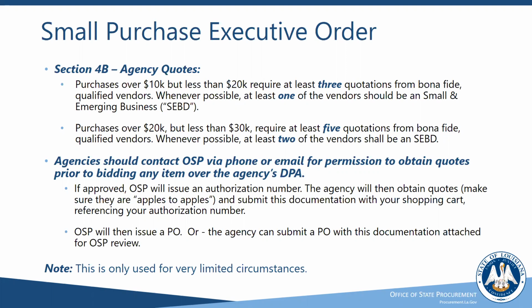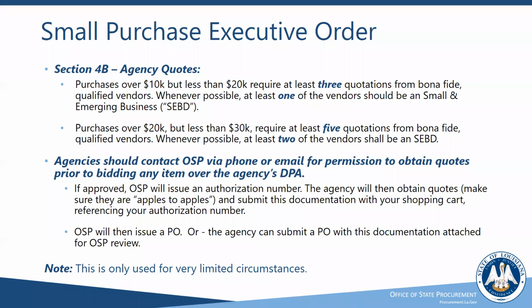So before obtaining quotes, agencies must contact OSP either by phone or email for permission to obtain quotes prior to bidding any item over the agency's DPA. So if approved, OSP is going to issue an authorization number. The agency will then obtain quotes, make sure that your quotes are apples to apples, make sure that the vendors are bidding the same thing, and submit this documentation with your shopping cart. And you should reference that authorization number on all your procurement documents.